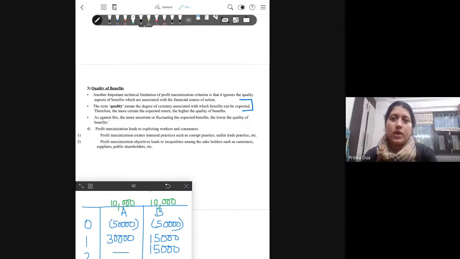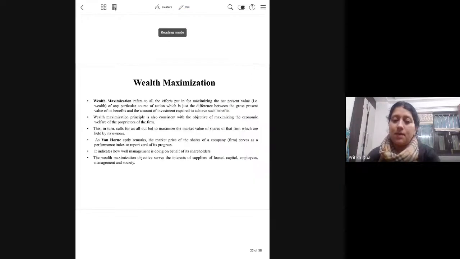Okay, apart from this, you have some small reasons to avoid profit maximization as an objective. It leads to exploitation of the consumers and workers. Many times firms make their labour overwork or overcharge consumers so that their profit is maximized. There might be corrupt trade practices by the firm, and profit maximization might lead to inequalities between the stakeholders. So basically, because of these reasons, we move to a better and improvised objective, which is wealth maximization.